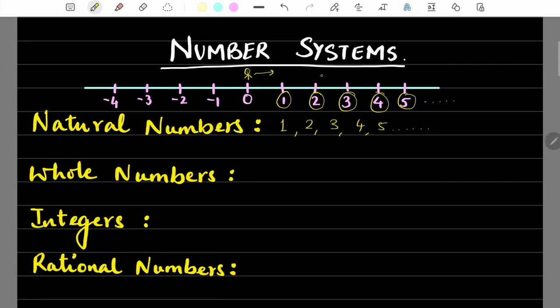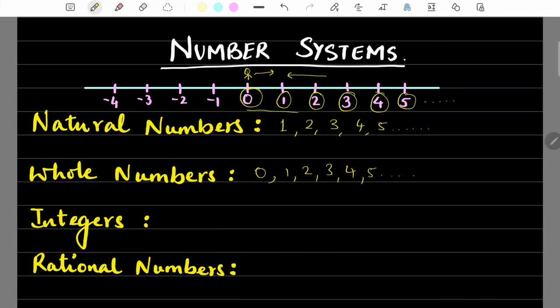Then we forgot to get 0. So now I'm coming back and I will collect 0. When I collect 0 along with all those other numbers I collected previously, which is 0, 1, 2, 3, 4, 5, and so on, and put them together in a bag, they are called whole numbers.